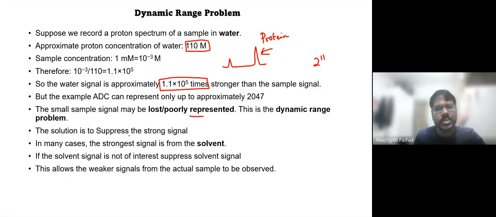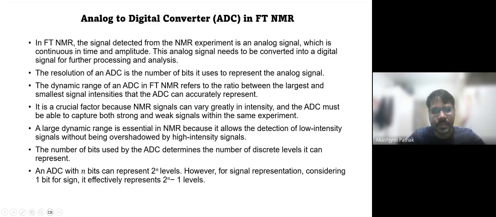So the solution is to suppress the strong signal. In many cases, the strongest signal is from the solvent, and if the solvent signal is not of interest, then we basically have to suppress the solvent signal. This allows the weaker signals from the actual sample to be observed. Just now we discussed the analog to digital converter. In FT-NMR, the signal detected from the NMR experiment is an analog signal, which is continuous in time and amplitude.